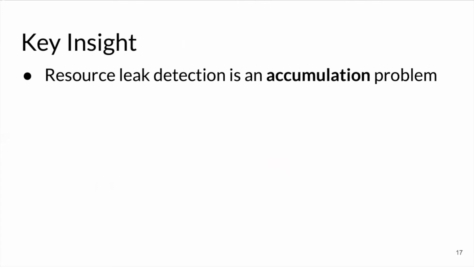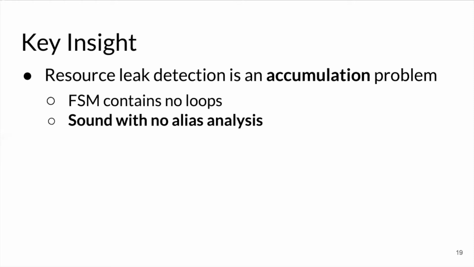In this paper, we looked at this challenge in a different way. We show that detecting resource leaks is an accumulation problem, which is a special case of typestate problems in which the FSM contains no loops. And the key property of accumulation analysis is that it's sound with no alias analysis.